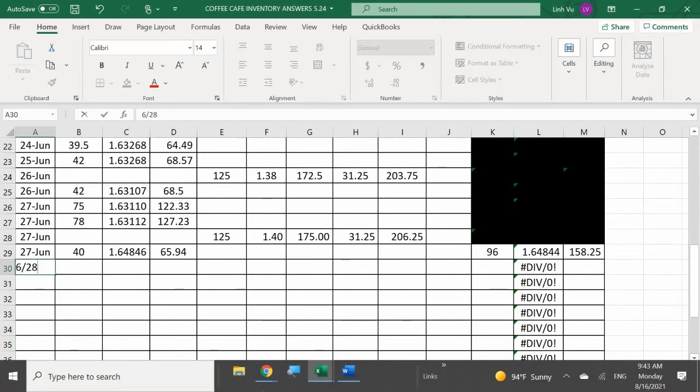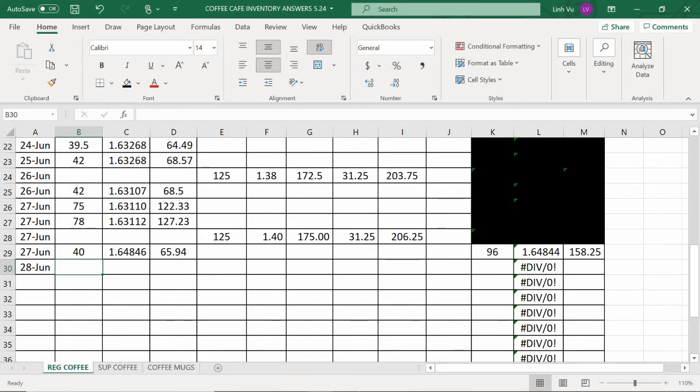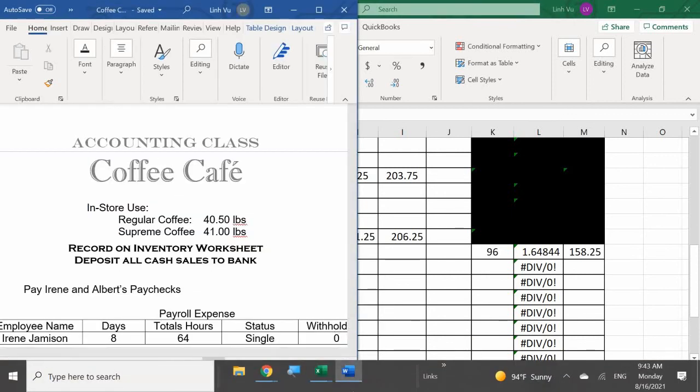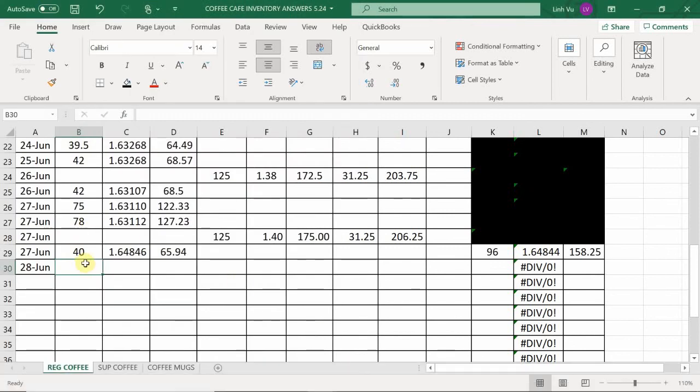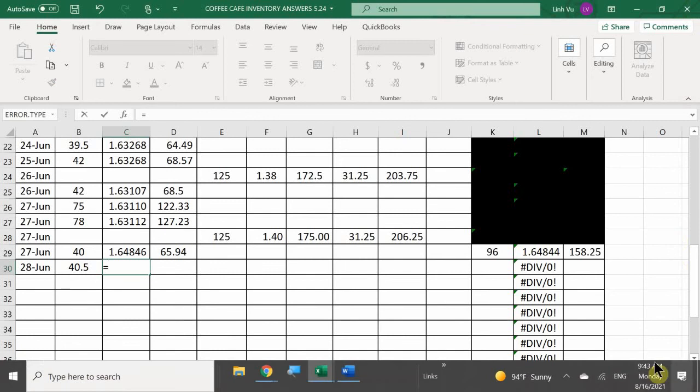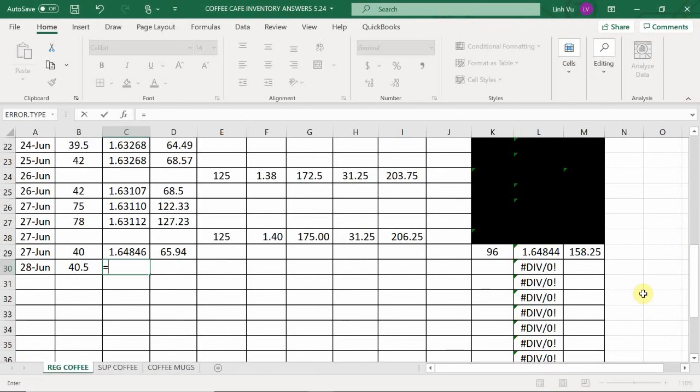Regular coffee. So June 28th, we got 40.5. Okay, the inventory worksheet is where I need help. So the 40.5 pounds. How did I get the... Okay, I need help with this one.